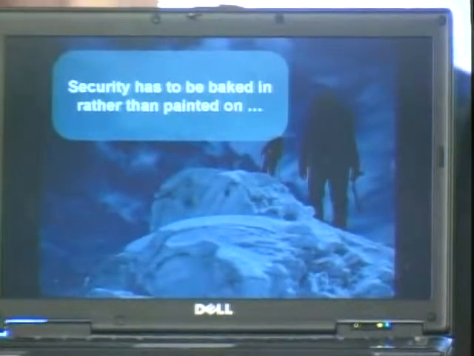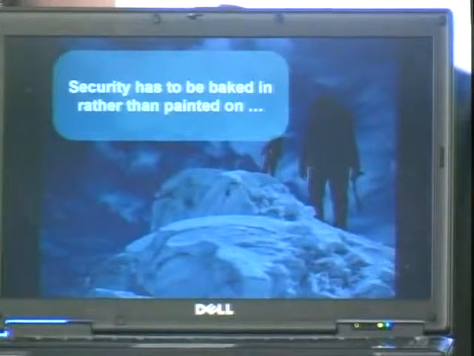So this is just a message. Because of the trend of adopting consumer technologies, and using Web 2.0 applications is more and more pervasive in enterprises, application security needs to be baked in rather than painted on.